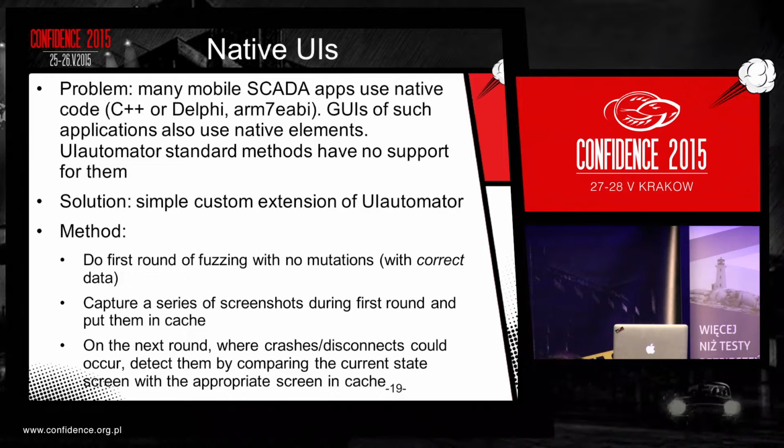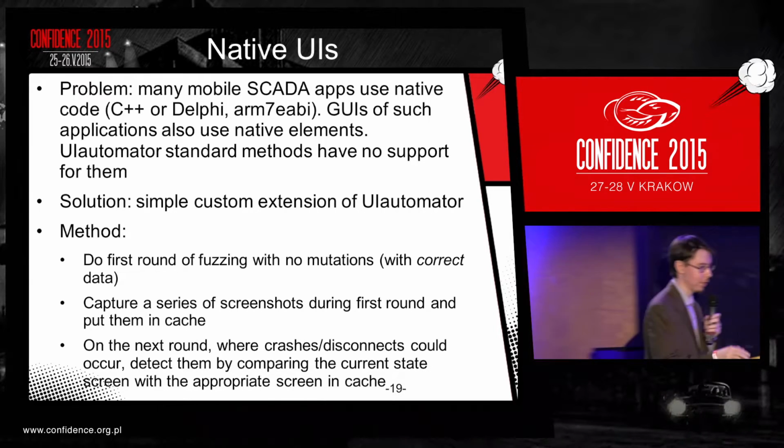On the first round of fuzzing, we do no mutations and process the fuzzing with correct data. And while doing it, we capture a series of screenshots and put them in cache. We save timings and actions that we are doing and put it all in cache. And on the next round, where we start the fuzzing itself, when we modify the data, when we try to crash the application, we detect the crashes and faults by comparing the current screen with the screen in cache. And we could easily detect the crash.